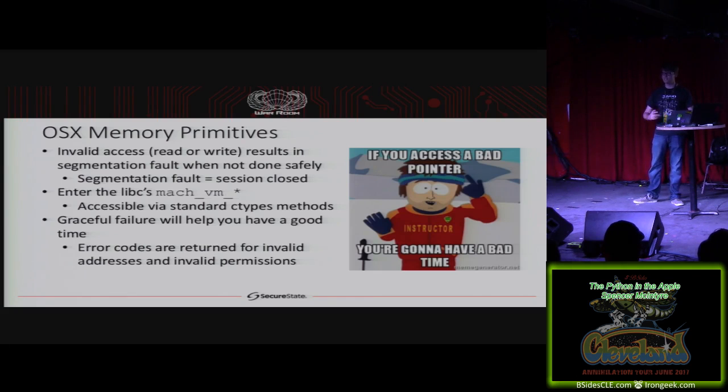So the mock VM read and write are specific to the libc version on OS X. So we can use ctypes because we're already leveraging that quite a bit. But we have a little wrapper that dispatches the mem read and the mem write based on what platform the Python interpreter is running on. So if it's running on Linux, we're going to use process_vm_readv and process_vm_writev. Or if we're on OS X, we can use that mock VM read and that mock VM write.